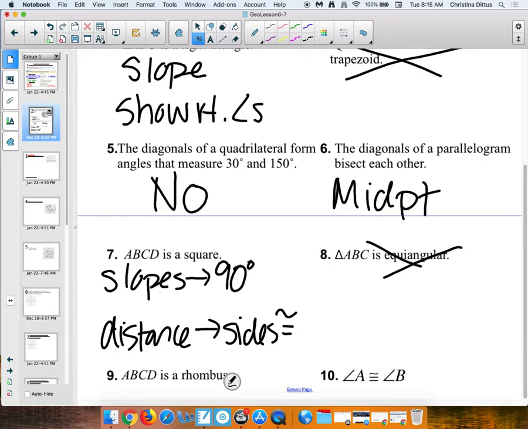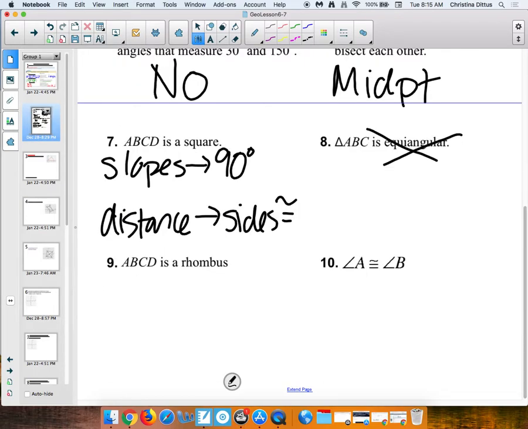Let's get this one. What do I know about rhombuses? Rhombi. Wow, what an intelligent guy. They're rhombuses. Equal on all sides. So what would I use to prove that my sides are equal? Distance.